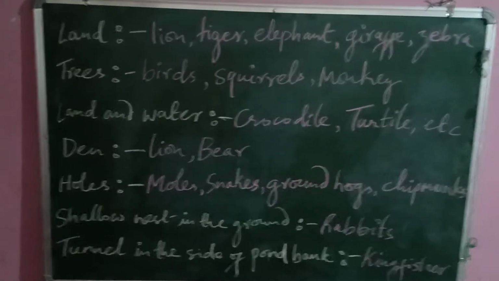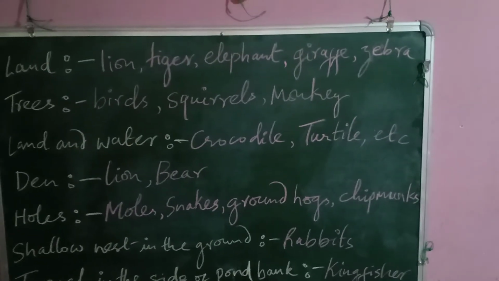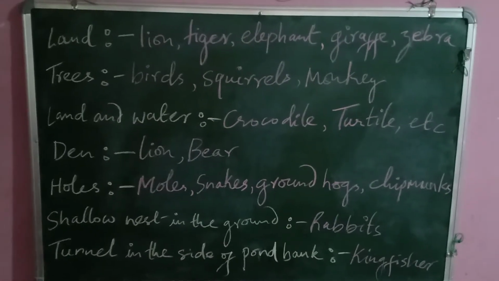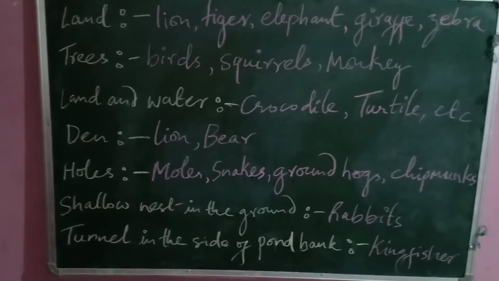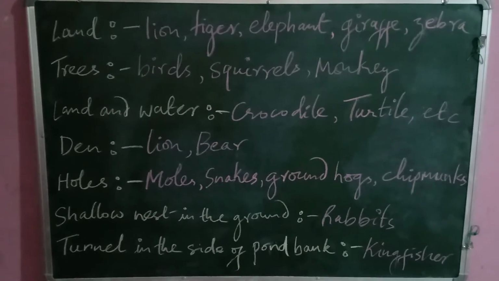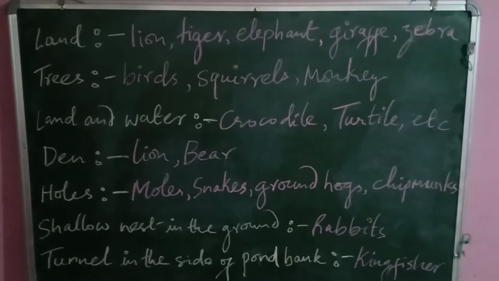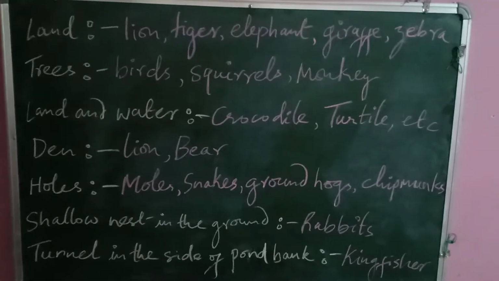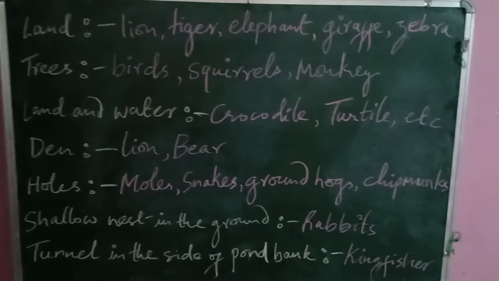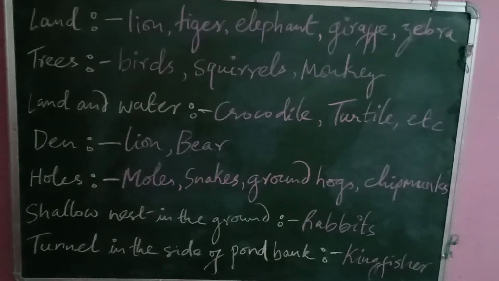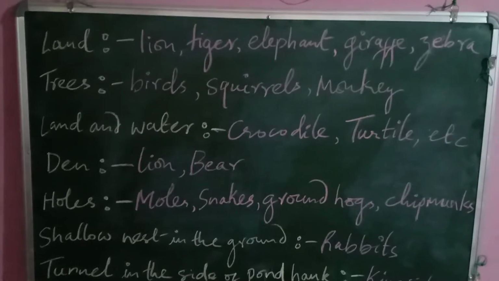After that, the shallow nest in the ground, which can be made by rabbits, because they live in a shallow nest inside the ground. And the tunnel in the side of the pond bank is made by the kingfisher, which is a bird, okay, which lives near the pond, the pond bank. They make their structure like a tunnel, and then they live in that tunnel, okay.